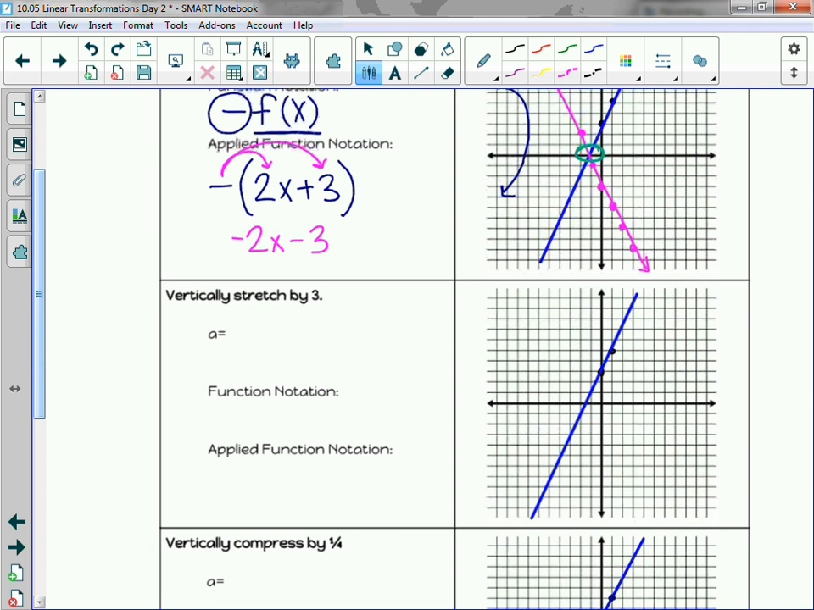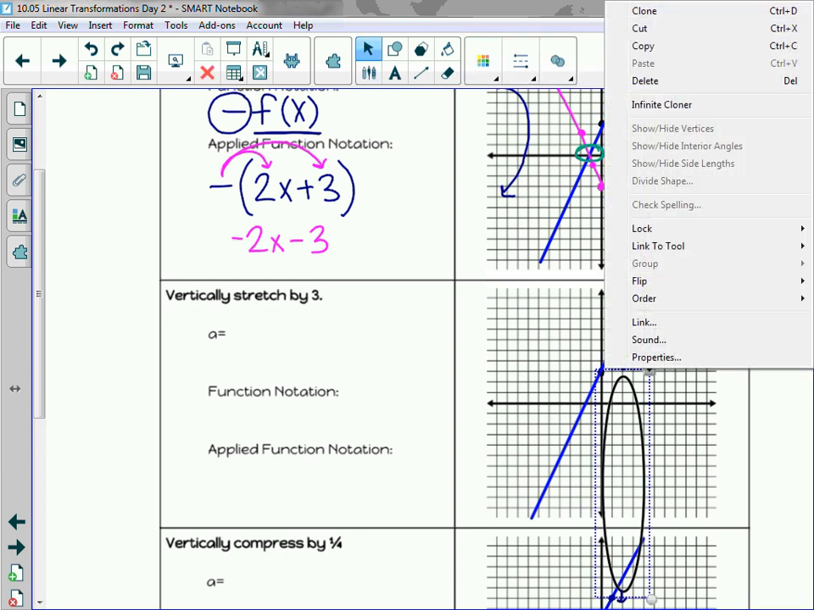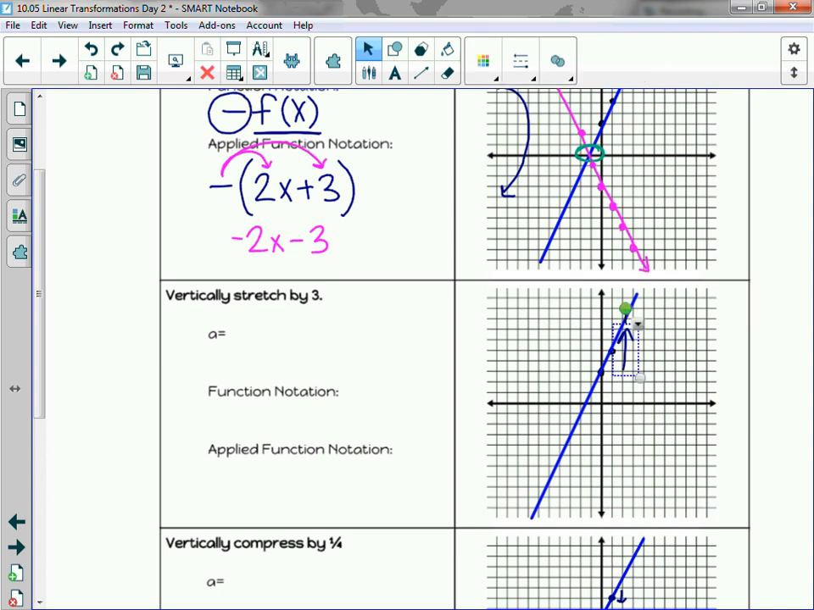Okay, vertically stretch by 3. So right here, vertically stretching something, it's like you're taking a rubber band and you're stretching it from top and bottom, right? So it's going to kind of straighten that line up quite a bit. You are literally stretching that function.